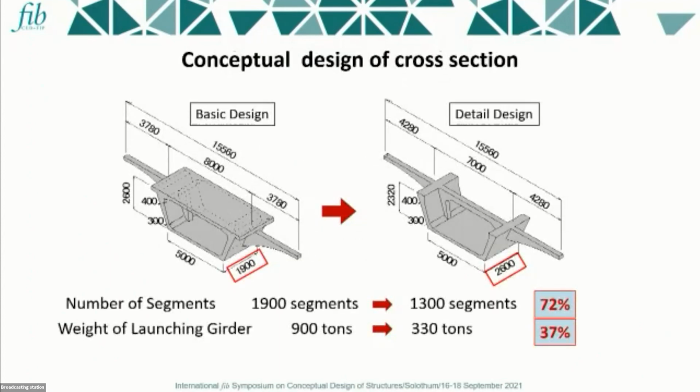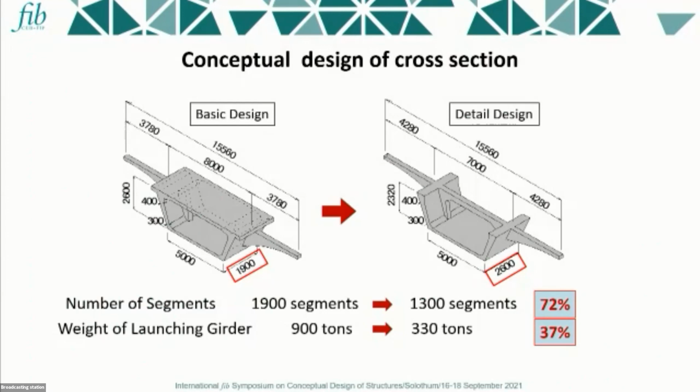The left-hand side is the basic design by the consultant, and the right-hand side is our detailed design. So we removed the deck, and also we widened, extending the segmental length from 1.9 to 2.6. So finally, we reduced the number of segments from 9000 to 1300. It's 72%. And this is a very big advantage for us.